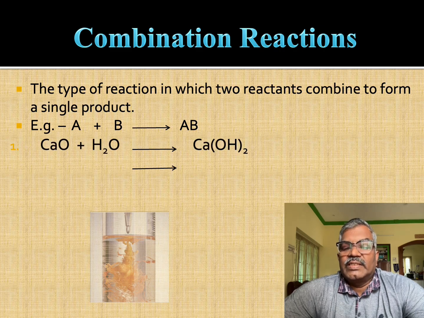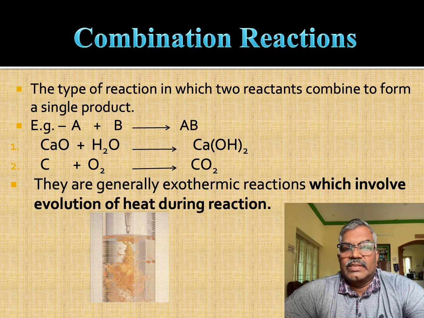You already know what reactants and products are. Reactants are present on the left hand side and products are present on the right hand side. So the general form of combination reaction is A plus B gives AB. That means two compounds or elements combine together to form a single product. So here there is an example.